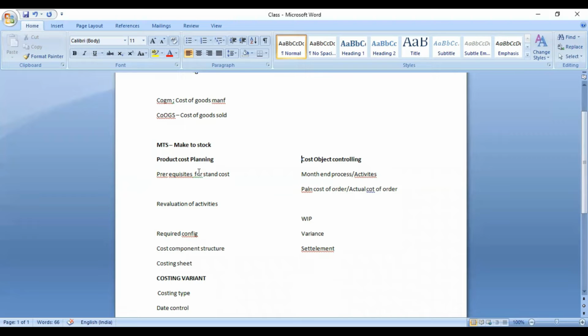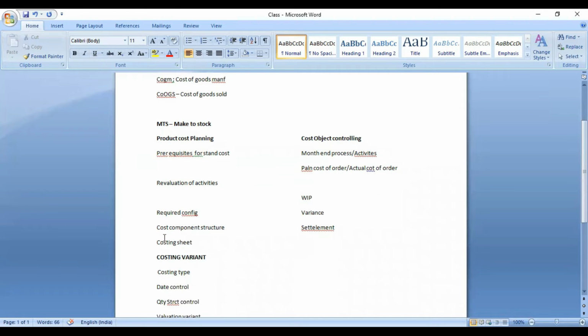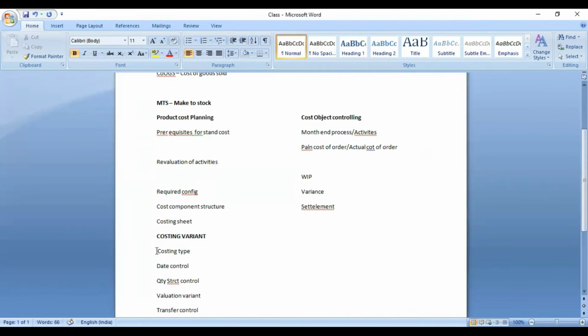Based on that, to do this planning, we need the prerequisites, like a costing type, which type of costing we initially need to perform. That means standard, actual, plan. These three types of costing come under the costing type. And this cost component structure, what does the cost component structure say in the product costing?